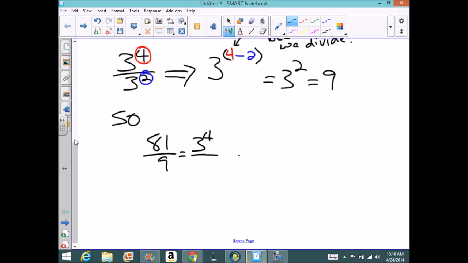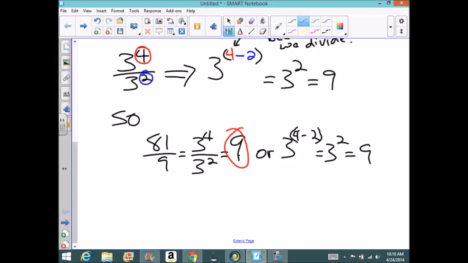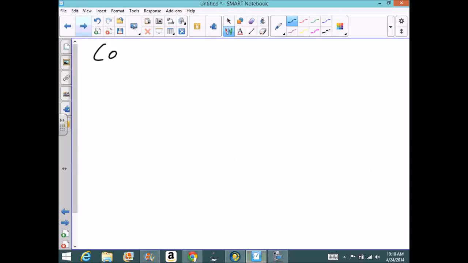So one way to look at 81 over 9 is to say it's 3 to the 4th power over 3 squared, which is the same as 9. Or another way to look at it is 3 raised to the 4 minus 2, which is 3 squared, and that also equals 9. Now the next thing that I'd like for you to consider is, as soon as I can spell the word consider, okay, good.